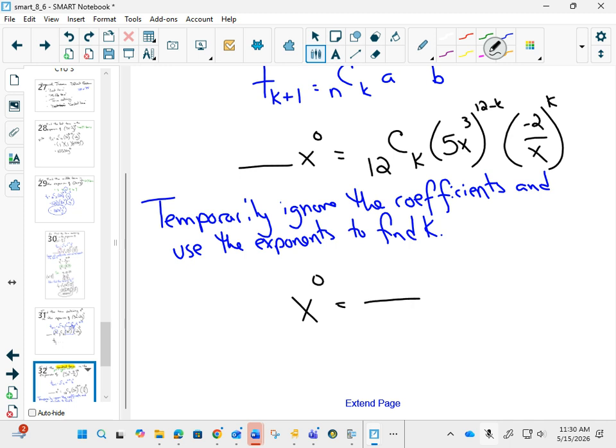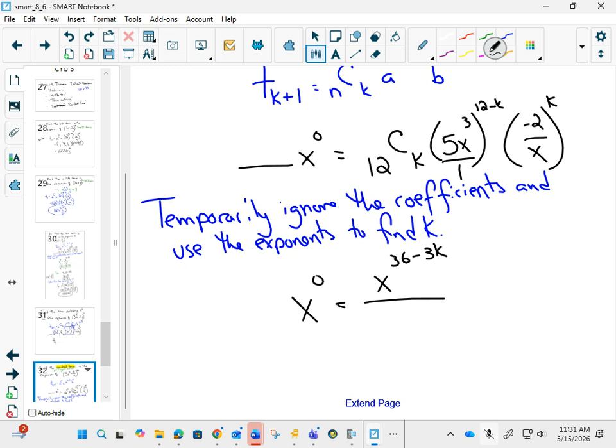On the right-hand side, there are x's that would be in your numerator. There are x's that would be in your denominator, right? Because this is over 1. The 12 choose k will be a number. Ignore it. The 5 to some exponent will be a number. Ignore it. In the first set of brackets, you're going to get, right, exponent law, multiplied 12 times 3 and k times 3. 36 minus 3k would be your x's in your numerator.